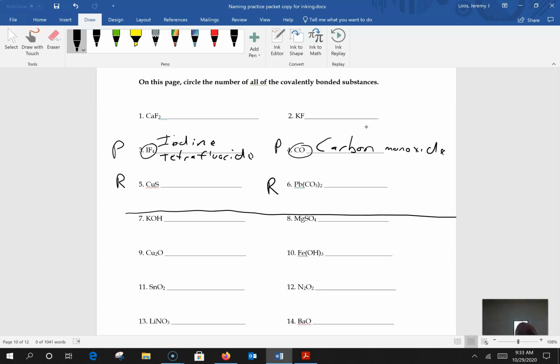And then maybe I name both the ones where we have Roman numerals. So this is copper, so the sulfur is -2. So that means that this copper has to be +2 to balance out that -2. So that's copper 2 sulfide here.